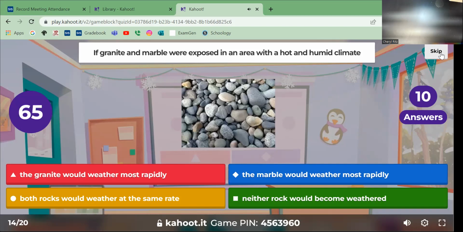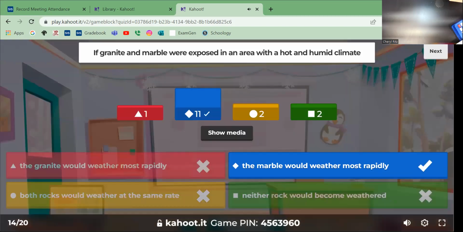We changed to relaxing. Granite is an igneous rock. Got it. Hey, not bad. The marble will weather most rapidly.